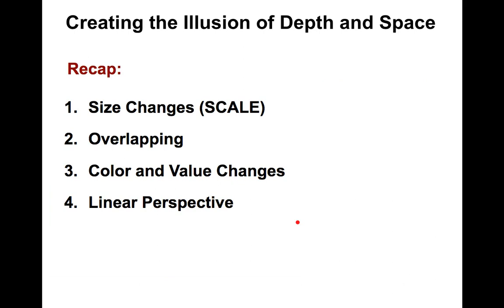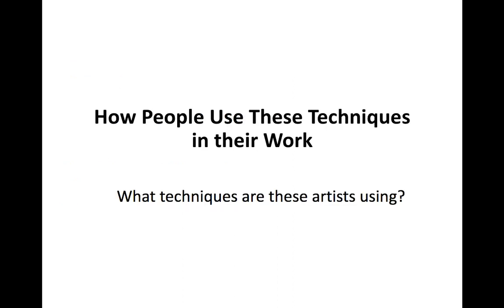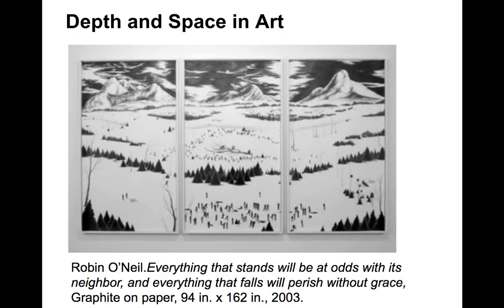So here's a recap. So these are the 4 methods for creating an illusion of depth and space: size changes, overlapping, color and value changes, and linear perspective. How do people use these techniques in their work? Well, maybe you can see if you can figure out what techniques these artists are using. Here's a Robin O'Neill picture. And I want to ask you, can you see any overlapping? Any size changes in scale? How about any atmospheric perspective? Any linear perspective?